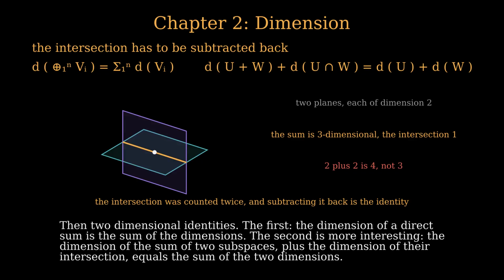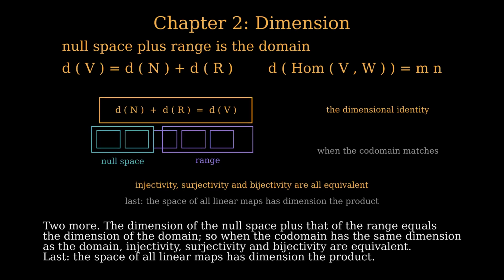The first: the dimension of a direct sum is the sum of the dimensions. The second is more interesting. The dimension of the sum of two subspaces plus the dimension of their intersection equals the sum of the two dimensions. Two more. The dimension of the null space plus that of the range equals the dimension of the domain. So when the codomain has the same dimension as the domain, injectivity, surjectivity, and bijectivity are equivalent. Last, the space of all linear maps has dimension the product.